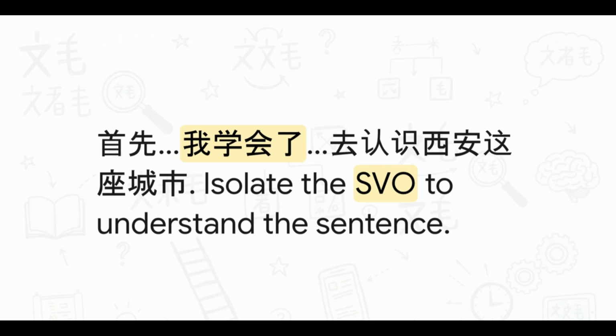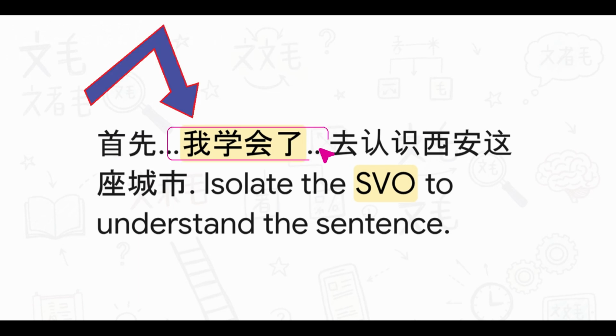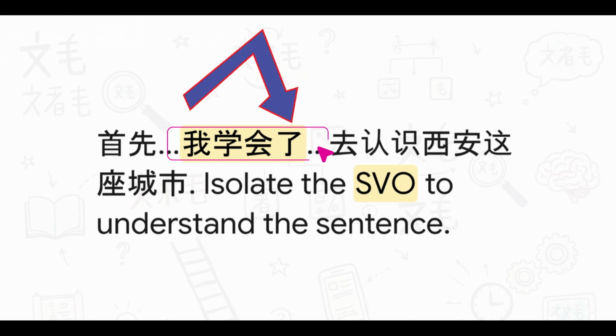Then we scan for our SVO. We see 我, meaning I. There's our subject. Now, where's the verb? Keep scanning. Ah, there's a le particle. What did we learn earlier? Le is a neon highlighter for verbs. So we look right before it and see 学会, meaning learned.